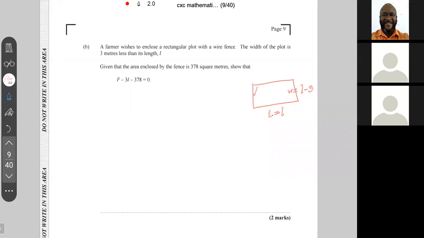So we're told that the area of the plot of land is 378. So therefore, the area of the plot, which is length times width, is equal to 378. The length is L, the width is L minus 3, and this is equal to 378.